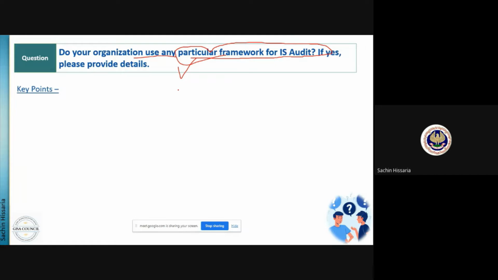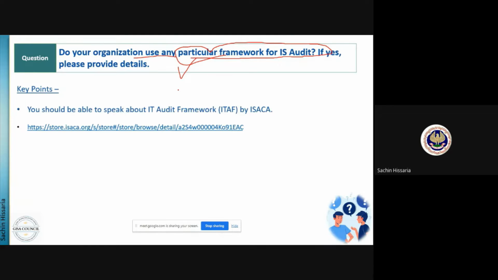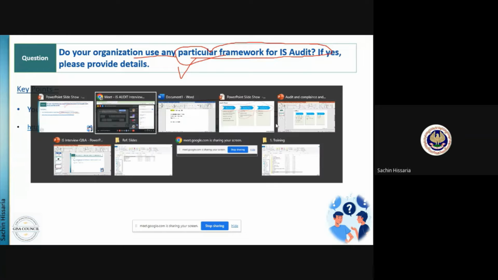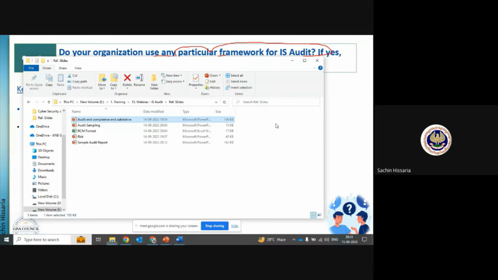For example, suppose I am saying that to do the IS audit, I have used the IT audit framework which is issued by ISACA. Suppose I am saying this during the interview. Now, obviously, the interviewer would ask me, what is this framework? What are the key things in the framework?